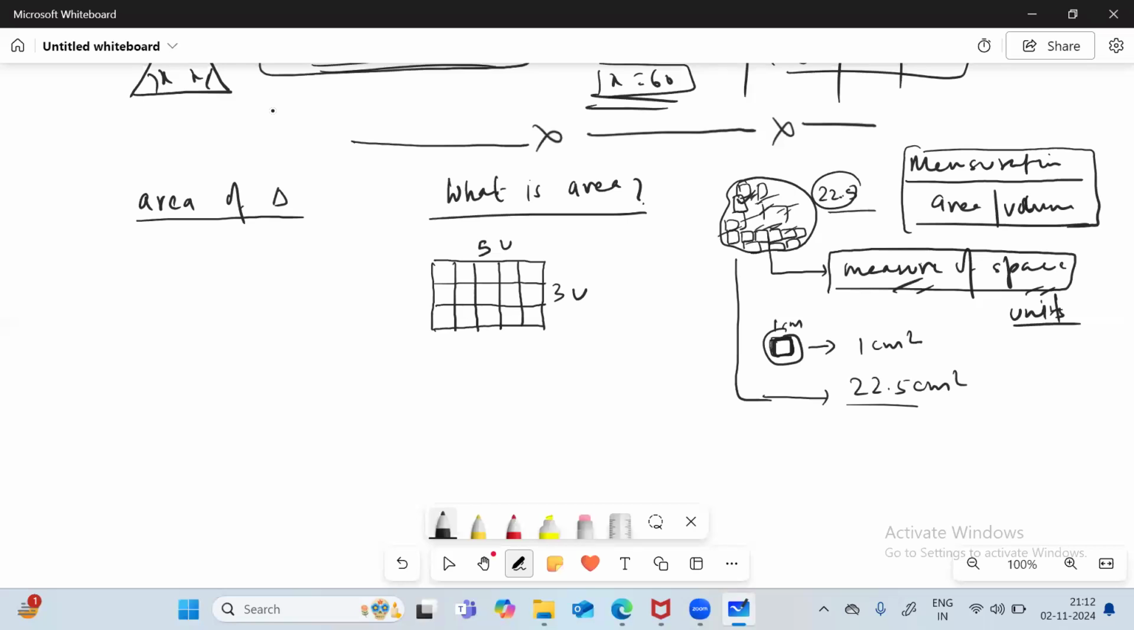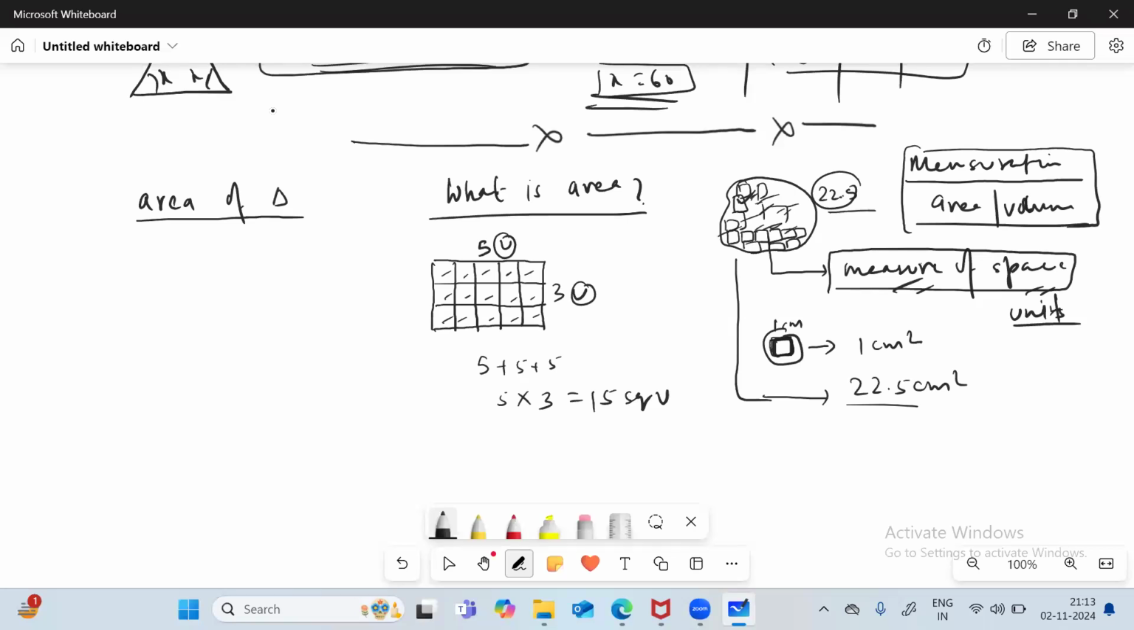And we can just count the number of boxes which lie inside the rectangle. 1, 2, 3, 4, 5, and there are 3 sets of 5. So what we are getting is 5 plus 5 plus 5, which means 5 into 3, and this is 15 square units. Whatever the unit is, you can take it as meter or centimeter or kilometer.